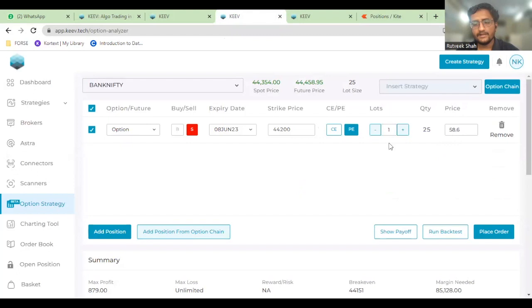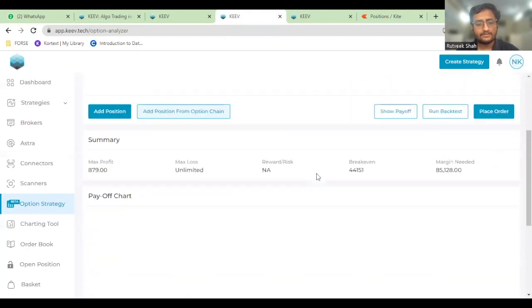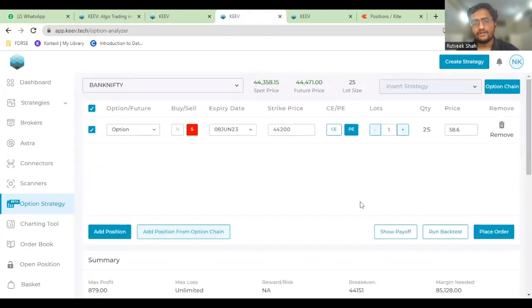You can see that it is currently trading at around 58. So we'll place the order here. As we know, a put sell is basically a bullish position, where we are assuming that the Bank Nifty spot and the future will be above 44,200 for today's expiry. We'll place the order here.